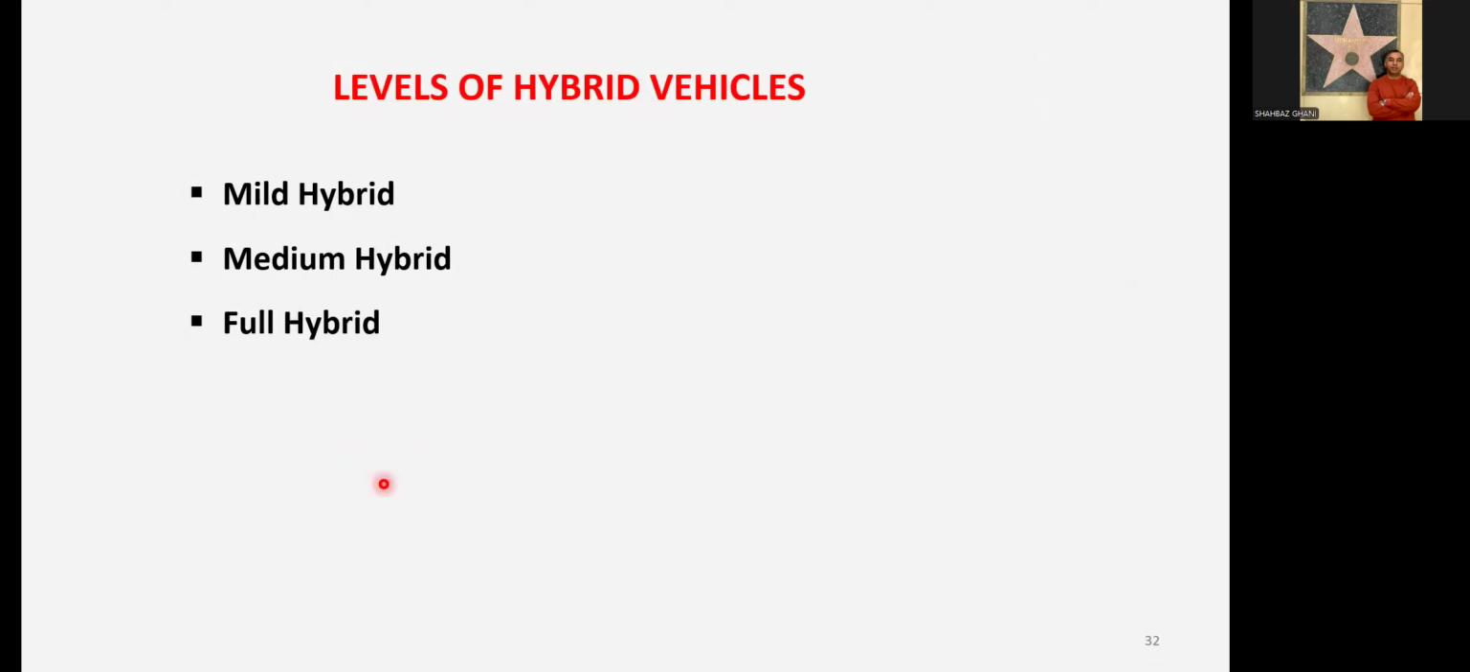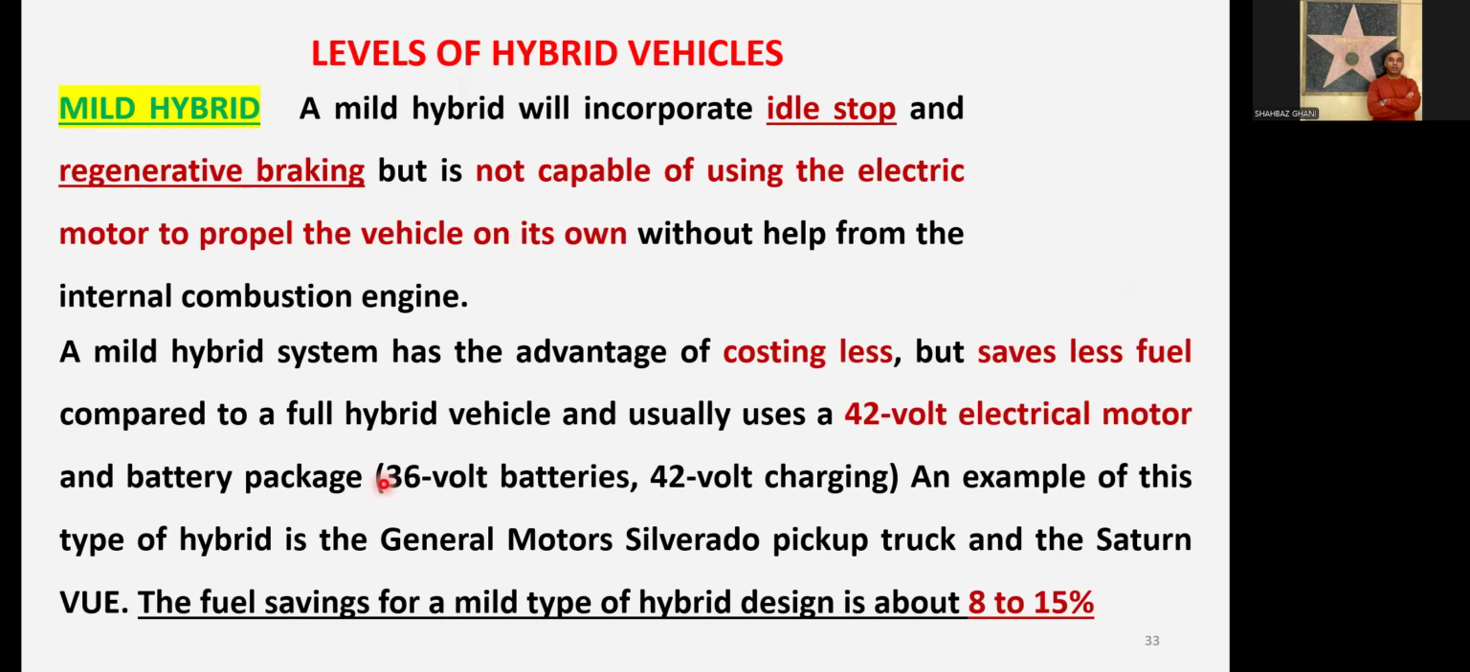Now today's topic of lecture is levels of hybrid vehicles. So basically, there are three levels of hybrid vehicles. One is mild hybrid, second is medium hybrid, and full hybrid. Now, first one, the level of hybrid vehicle. The first one, the mild hybrid. A mild hybrid will incorporate idle stop and regenerative braking, but is not capable of using the electric motor to propel the vehicle on its own without help from the internal combustion engine.